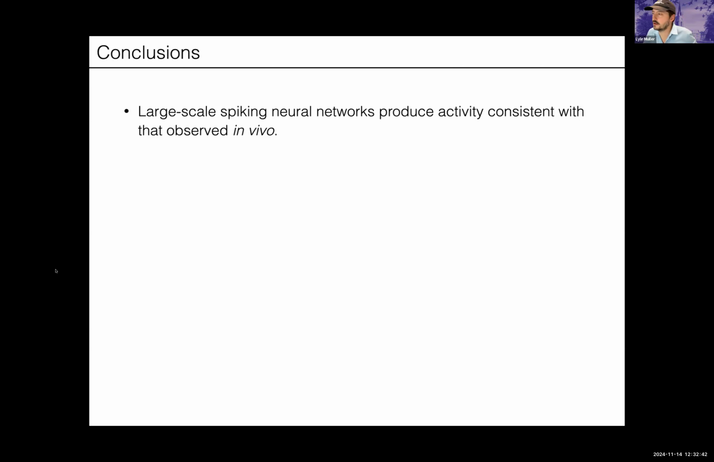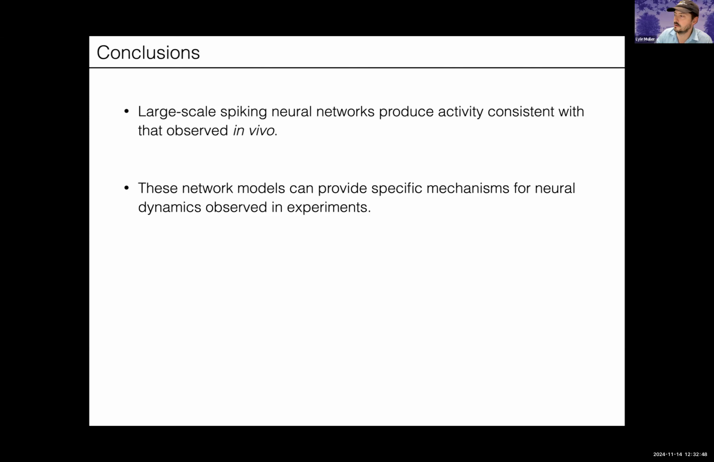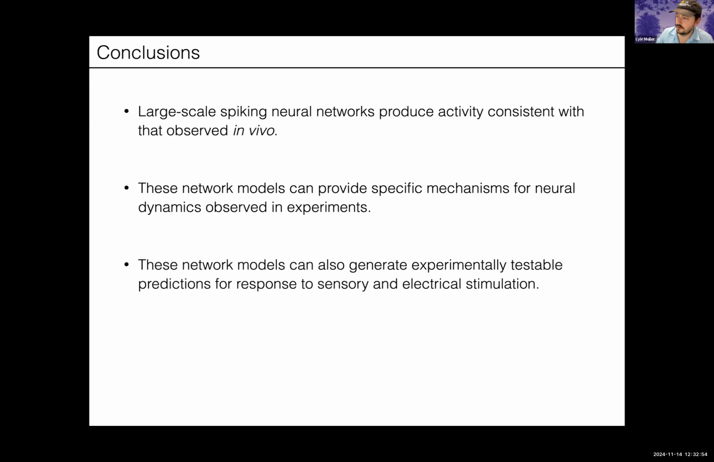So in conclusion, large-scale spiking neural networks produce activity consistent with that observed in vivo. These network models can provide specific mechanisms for neural dynamics observed in experiments. These network models can also generate experimentally testable predictions for responses to sensory and electrical stimulation. And finally, NetSim provides a fast, simple, and efficient interface to simulate spiking neural networks on standard workstation hardware.